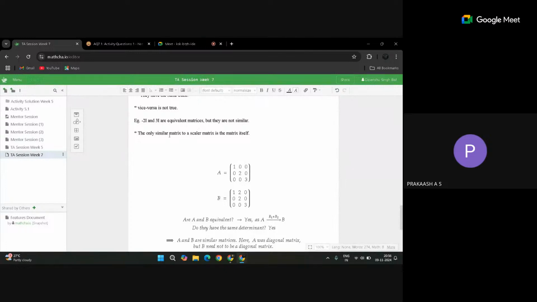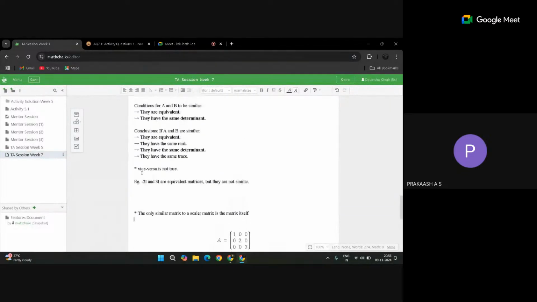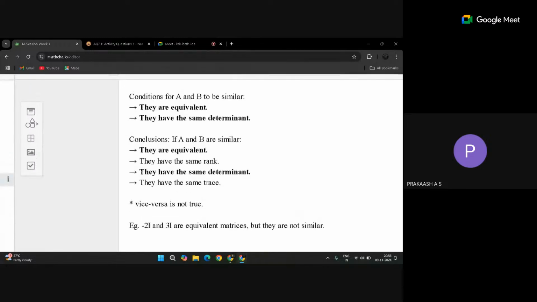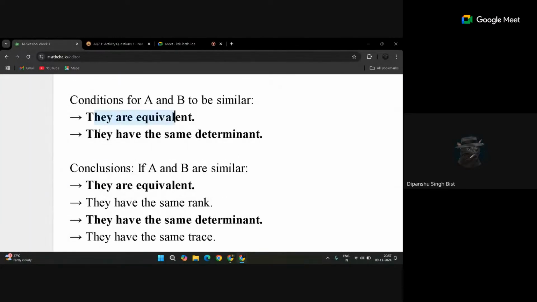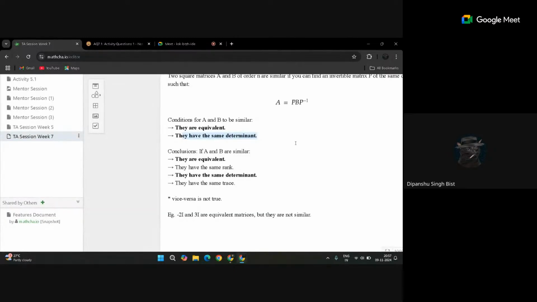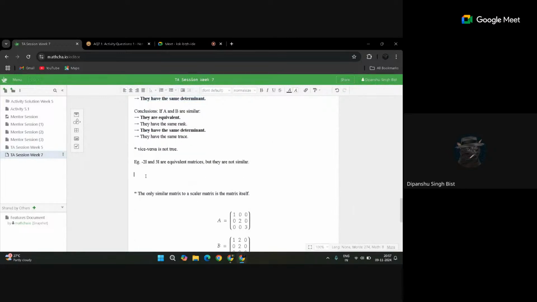So just write it for both the conditions. A and B are similar if they have the same determinant and are equivalent. That is the two conditions that we need. Okay, so we have written the heading: conditions for them to be similar.